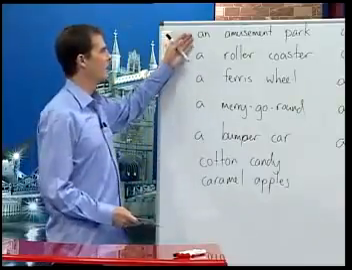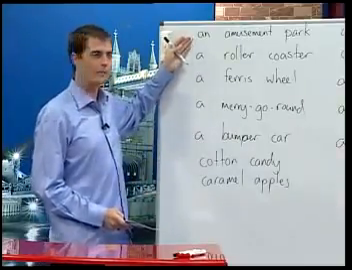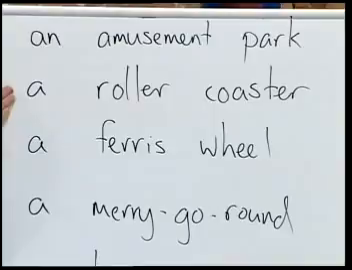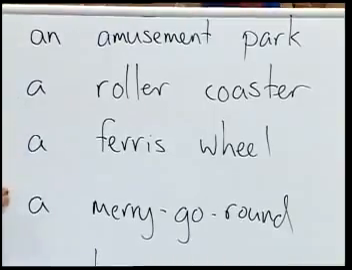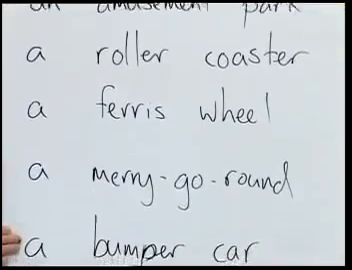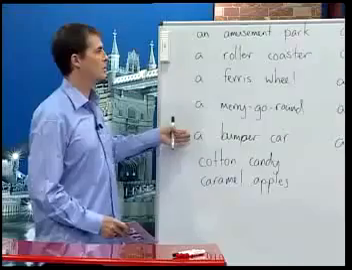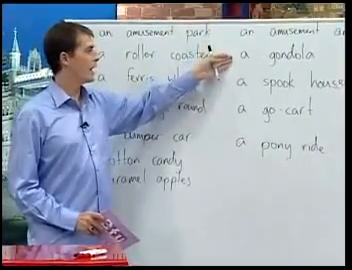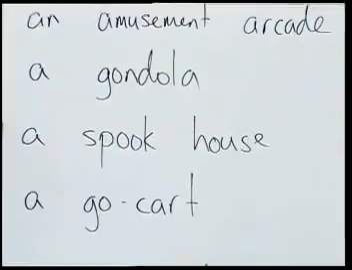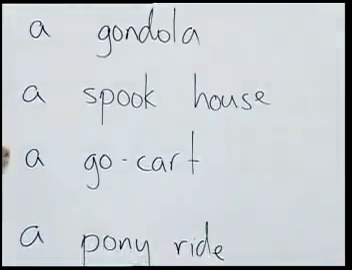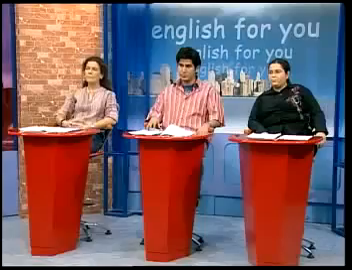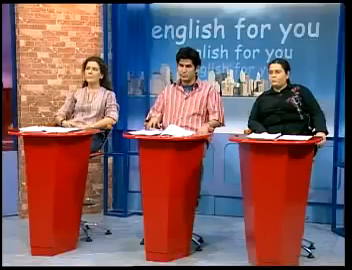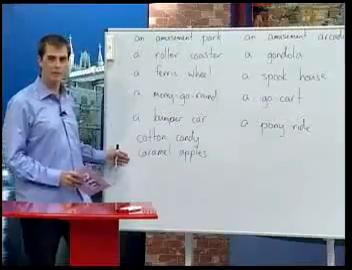So let's repeat these. An amusement park, a roller coaster, a Ferris wheel, and a merry-go-round. A bumper car, an amusement arcade, a gondola, a spook house, a go-kart, a pony ride, and cotton candy and caramel apples.